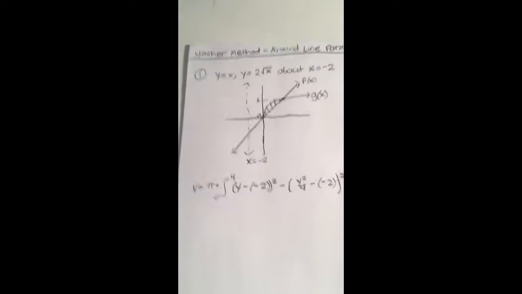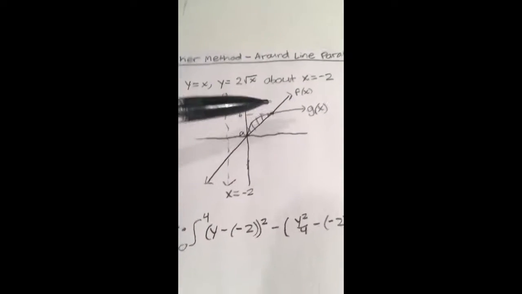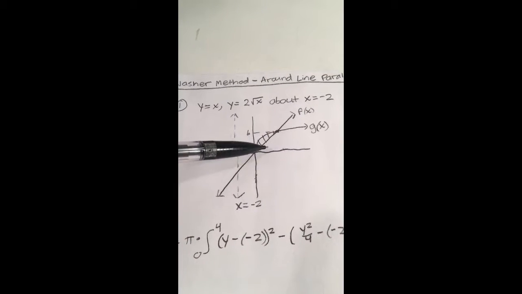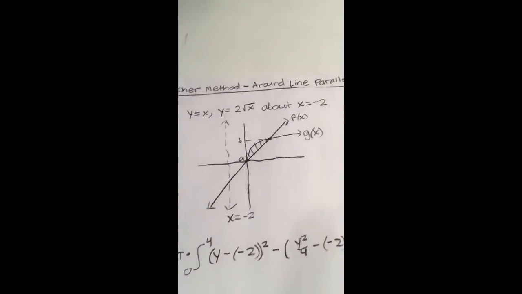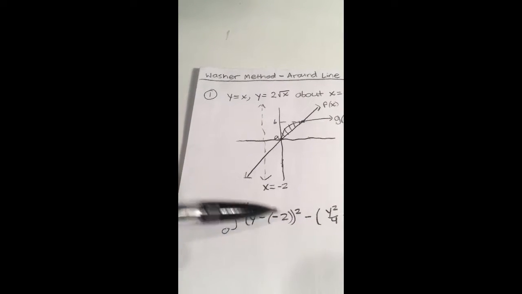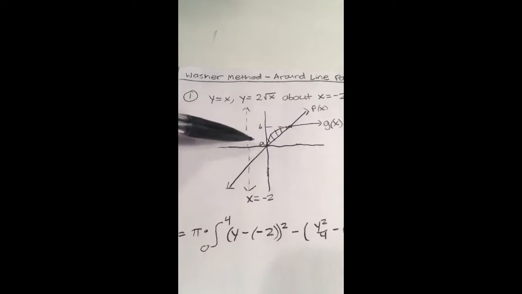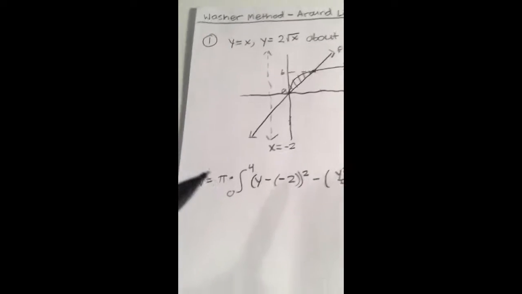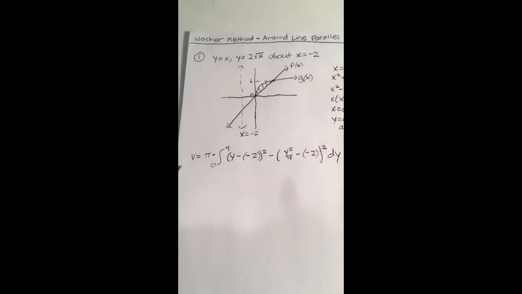I went ahead and set up the integral, and what you'll notice is that, similar to when we rotated around a line parallel to the x-axis, there's an extra term added in here. The radius is going to be from, in this case, f of x all the way over to -2. So we have to include the equation minus -2, all squared, because that gives you that whole radius. It's going to be the quantity y minus -2, squared, minus the quantity y squared over 4 minus -2, all squared, with respect to y. And it'll all look like that.